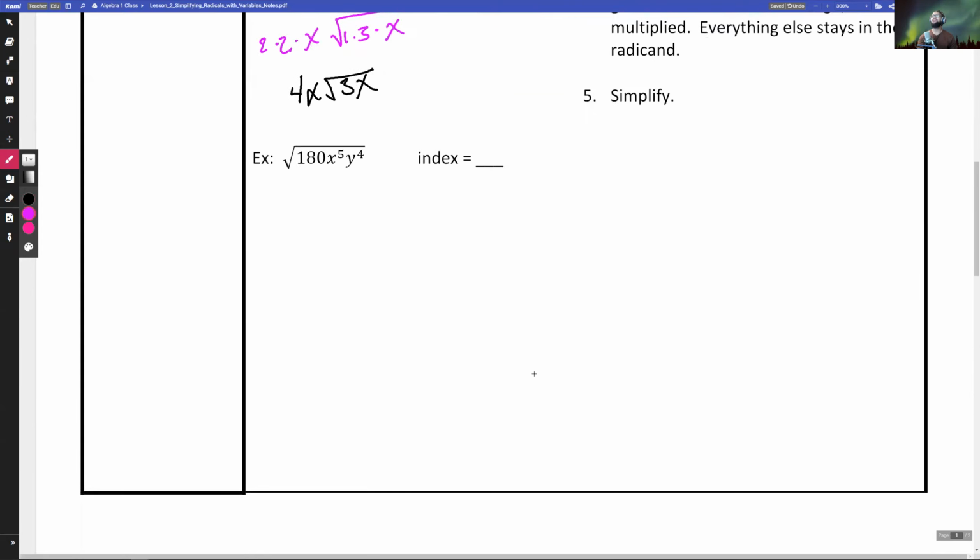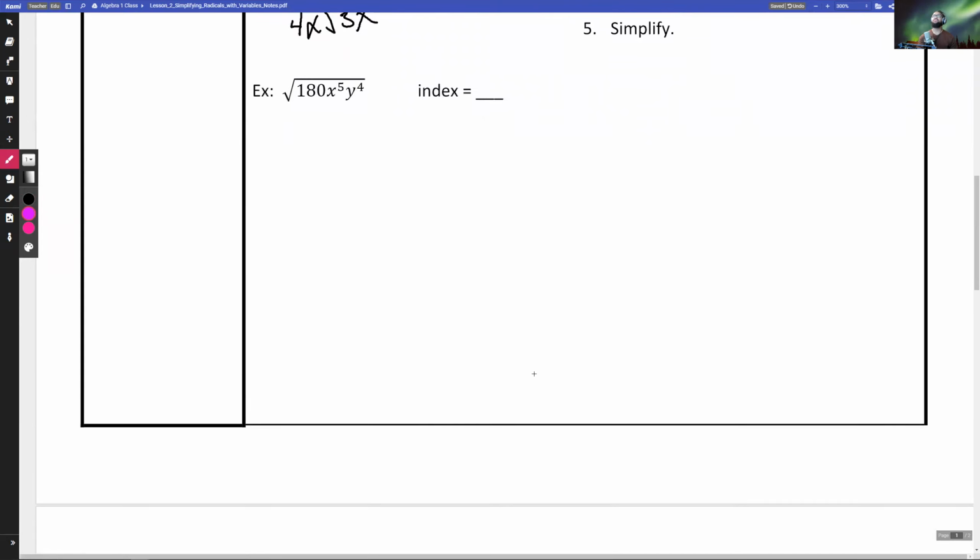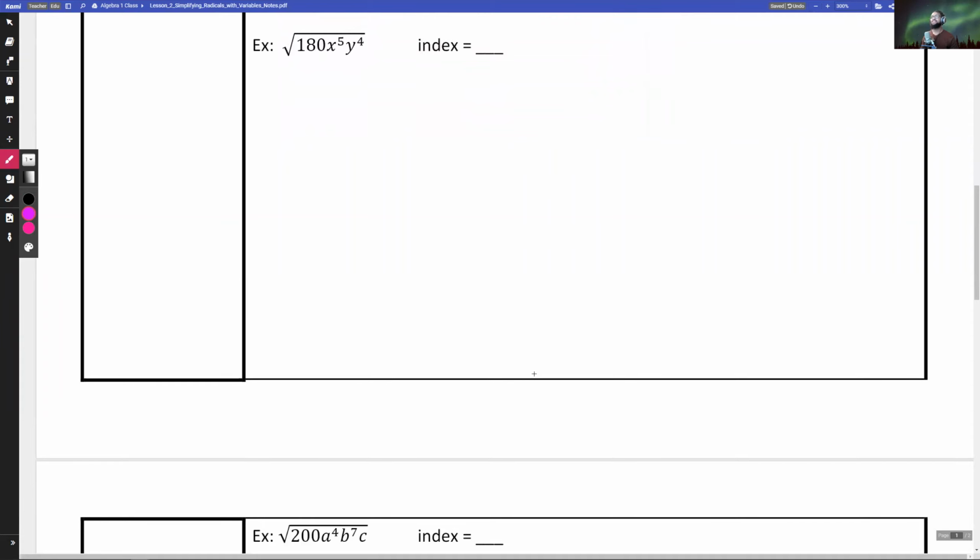So let's do another example. Hopefully I don't run out of space on this one, but I will do my best to keep things in line. For this one, when we get started, we always want to write out our index because that tells us how many we're going to need in a pair or a grouping before we can pull them out, or before they can leave the house. So this one has nothing written here, and that means it's always going to be a 2 if there's nothing written. And so this is how many are going to be in the groups.